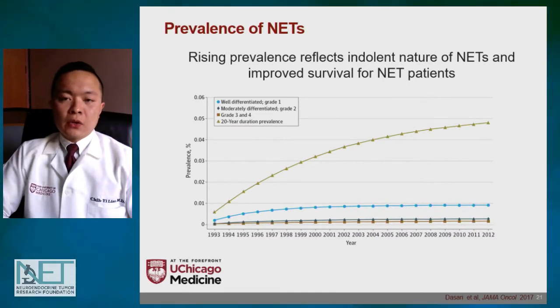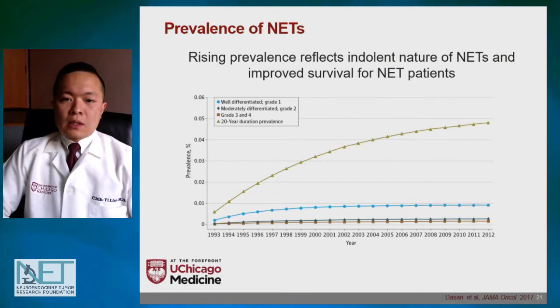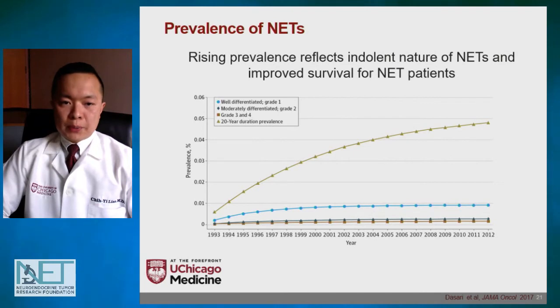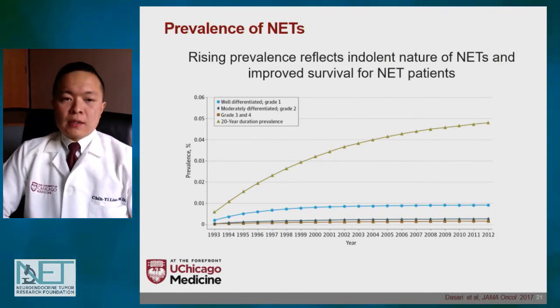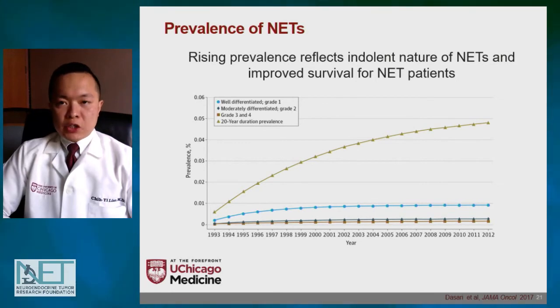Another way we can describe how common neuroendocrine tumors are is prevalence, which is, at a given time, what percent of the population has a neuroendocrine tumor. As you can see on this graph, the prevalence of neuroendocrine tumors has also steadily increased over the past few decades. That reflects the indolent nature of neuroendocrine tumors in general, but also the fact that patients with neuroendocrine tumors are generally living longer nowadays.